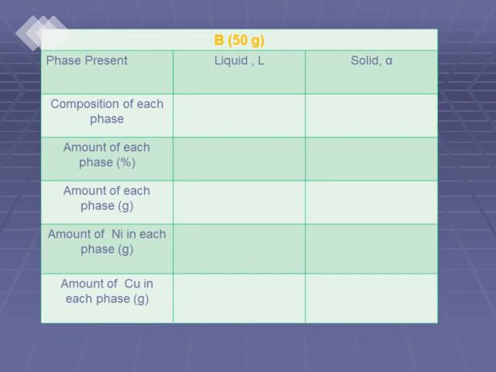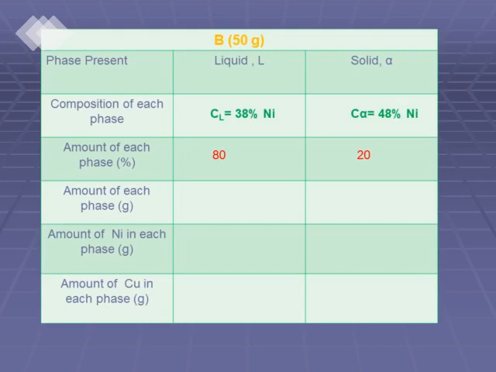We know that at point B, the phases present are liquid and solid. And the composition of liquid and solid is 38% and 48% of nickel respectively. Using the lever rule, we know that at point B, 80% of the alloy is in the form of liquid and the remaining 20% is in the form of solid.